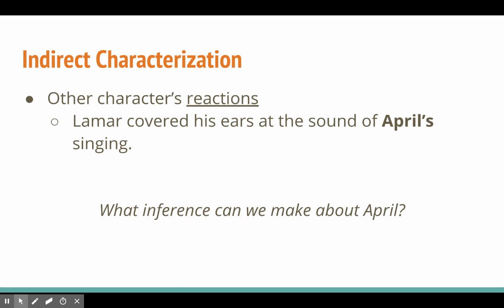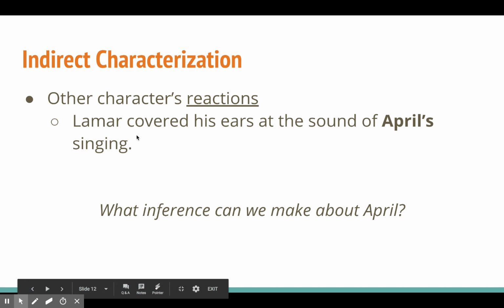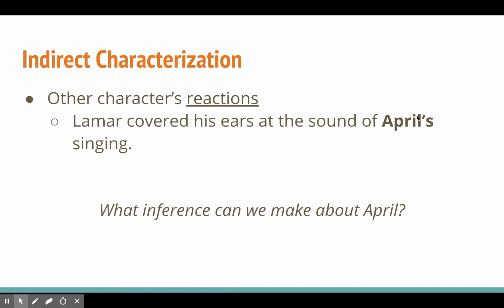Next, authors can indirectly characterize via another character's reaction. So in this case, Lamar covered his ears at the sound of April's singing. I want to find out something about April, and I'm going to do that by looking at how Lamar is reacting. So in this case, Lamar is covering his ears at the sound of April singing. So based on Lamar's reaction, I can infer that maybe April's singing is not that great.